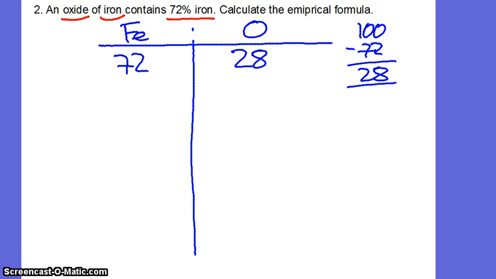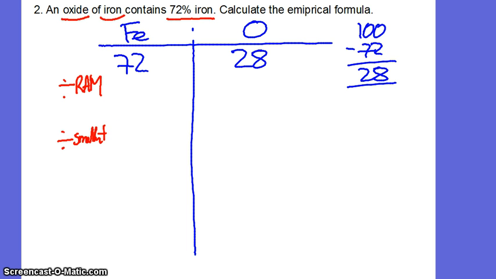Now think back to the last question. What did we do to get to our ratio? We did two divisions. What did we divide by at each point? The first time we divided by relative atomic mass, and the second time we divided by the smallest. I apologise for my handwriting, it's terrible.